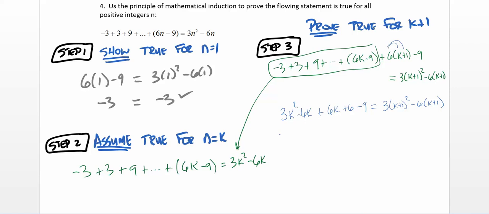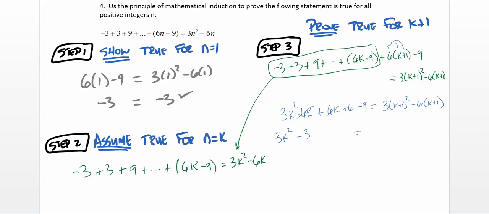Okay, so let's clean this up a little bit. I see 3k squared. I see a negative 6k plus 6k, and that's going to go away. So this part here goes away. And then I'm going to have a 6 minus 9, which is going to give me a negative 3. Okay? So then I have 3k squared minus 3.